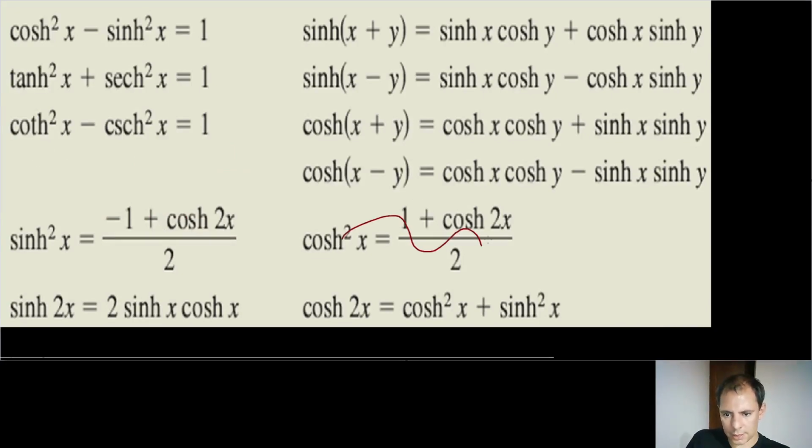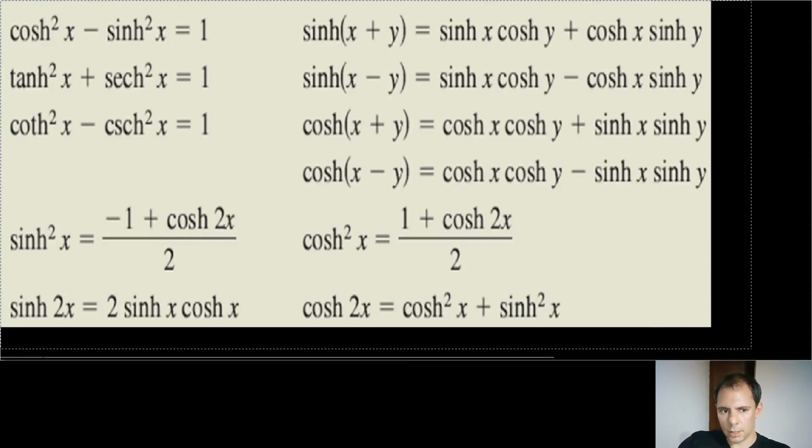This one here is exactly like the one of the non-hyperbolic. So is this one. And this one here, from the non-hyperbolic to the hyperbolic, you change from a minus to a plus, okay? So, yeah. But it is a lot of formulas, guys. I give you that. A lot of stuff to memorize.